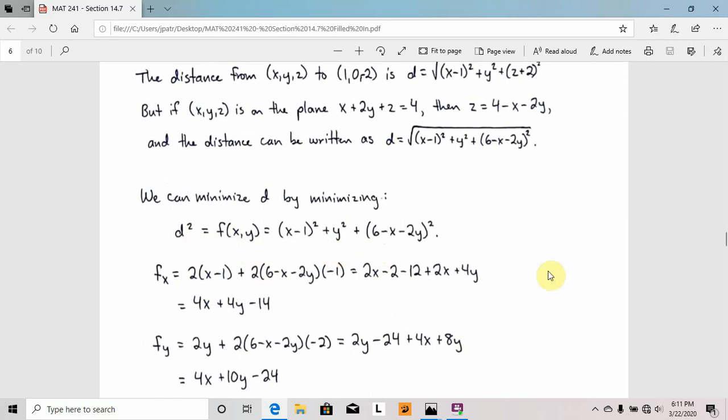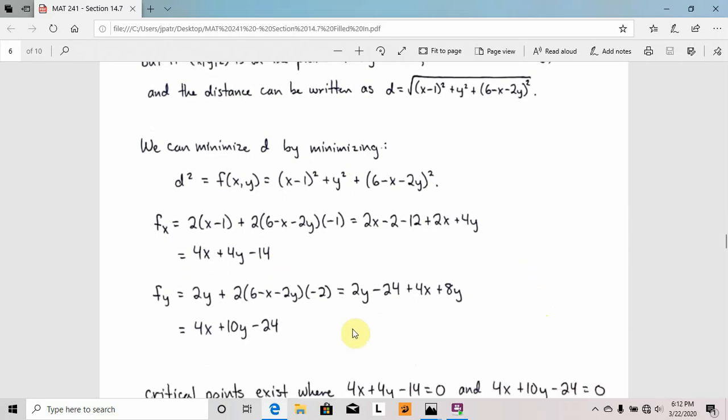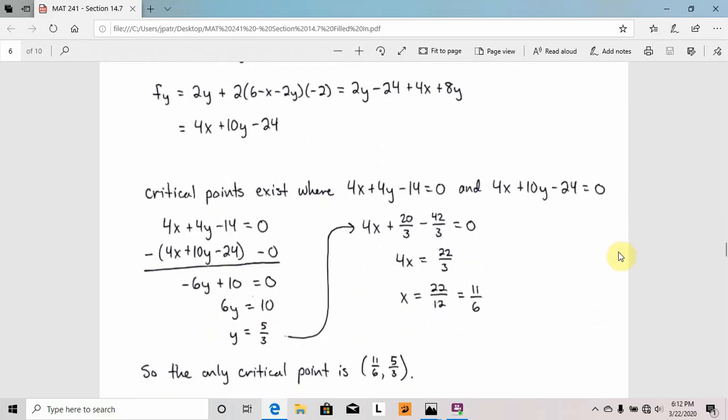So we'll do what we were doing before. We'll get the two partial derivatives, and then we'll see where they would be equal to 0. So the partial with respect to x, I guess you don't need that middle term, but you need the first and third. So you take that partial derivative, simplify it a little bit, you end up with 4x plus 4y minus 14. And then you do the same thing for the partial with respect to y. You end up with 4x plus 10y minus 24. So critical points are going to exist where both of those are equal to 0.